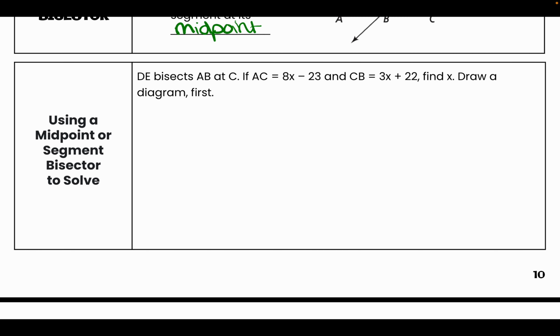Using a midpoint or segment bisector to solve. First thing we're going to do is draw this picture. DE bisects AB at C. So here's AB, and at point C we have this bisector. I'm just going to do endpoints because it didn't say it was a line: D, E, and at point C.